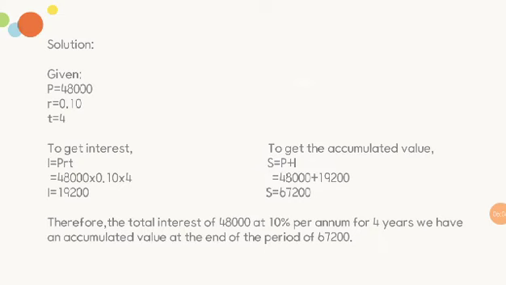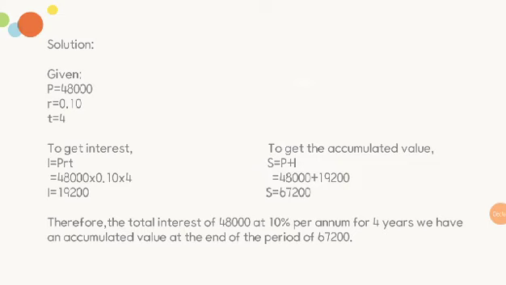How to get the interest? We have a formula of I equals PRT. We multiply the principal of 48,000 by 0.10 by 4 years, and the interest is 19,200. How do we get the accumulated value? We have a formula of S equals P plus I. We add the principal of 48,000 to the interest of 19,200, and the accumulated value will be 67,200.